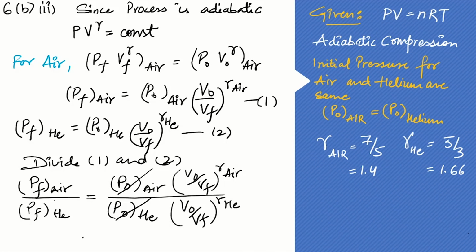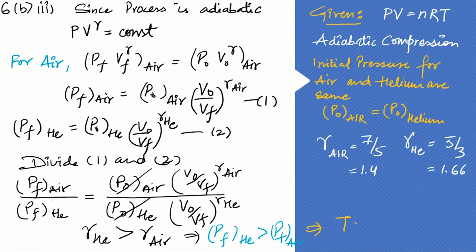and we know our gamma for helium is more than gamma for air. So our pressure, this P final for helium, is greater than P final for air. So we can say the final temperature for helium will be greater than final temperature for air. So that's why we see overheating in the helium case. So this is the solution for our second question.